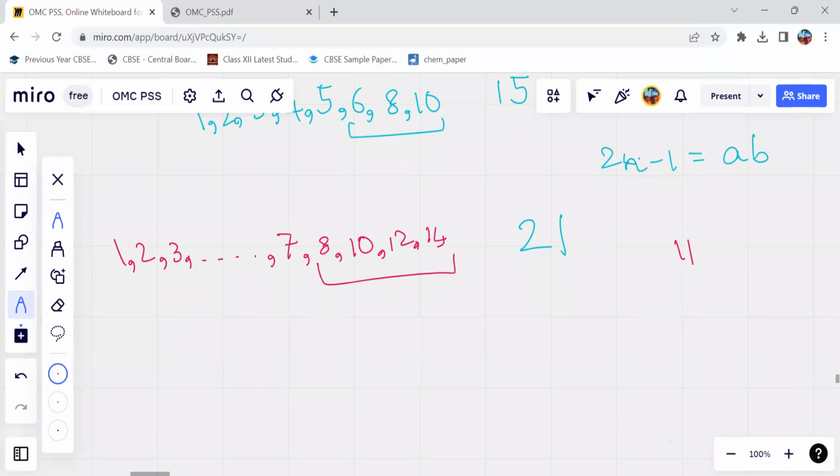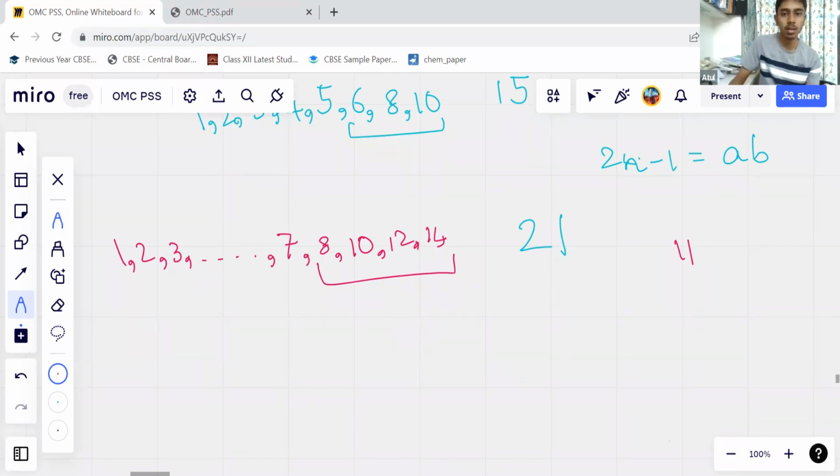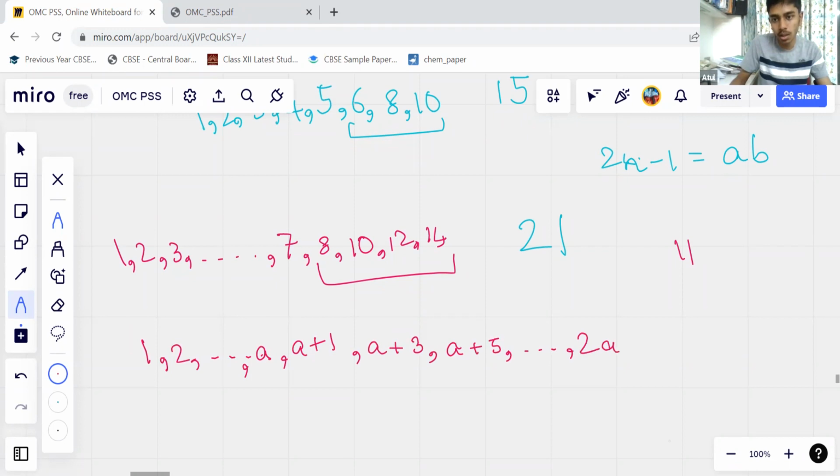But we're also adding 3 minus 1 each time later on. Maybe, I mean, the 3 minus 1 is not really relevant, no? Like at no point do we have 3 being the GCD of 2 numbers. So maybe what if we try 1, 2, all the way till A plus 1, then A plus 3, A plus 5, all the way until 2A.